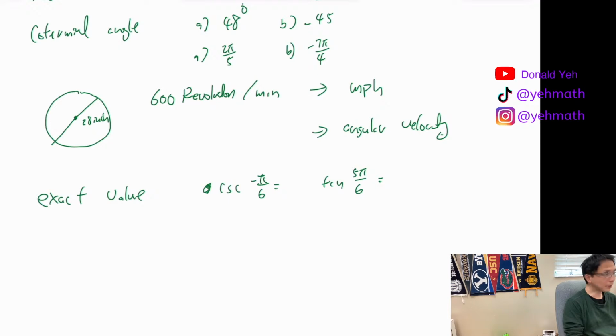Do you guys know what cosecant of negative pi over 6 is? Jay? No? You've got to know. Yes? Negative 2 is right. Yeah. Because it's 1 over sine of negative pi over 6, those are exact values.